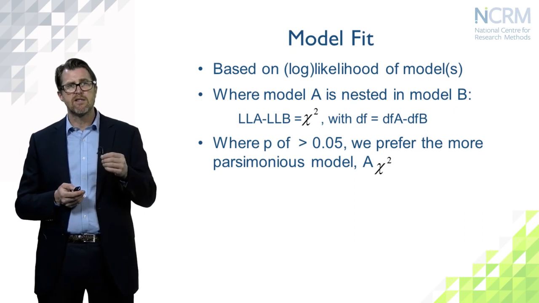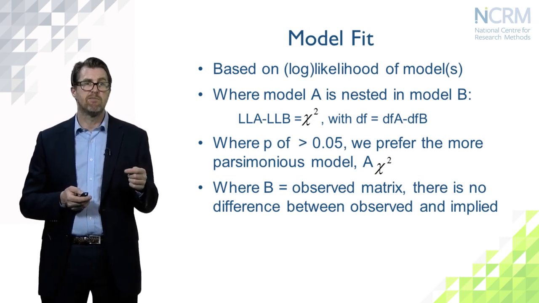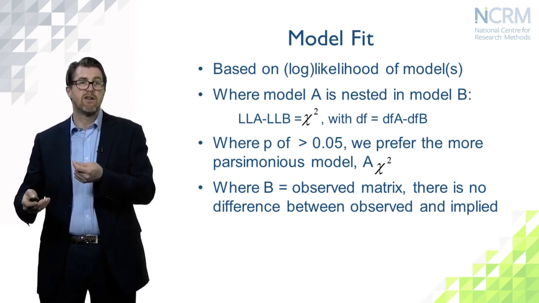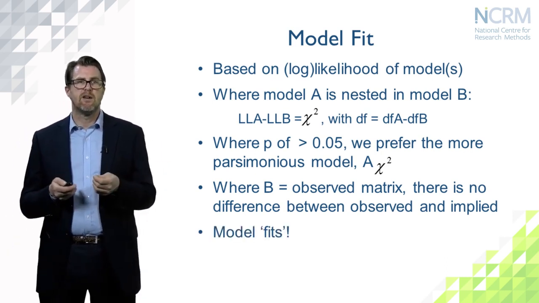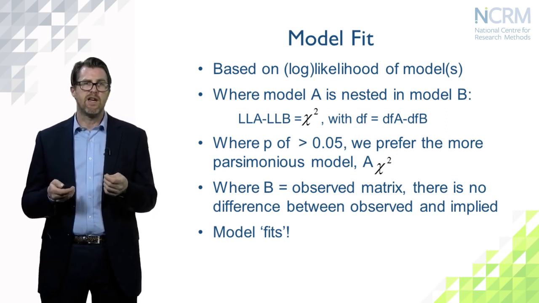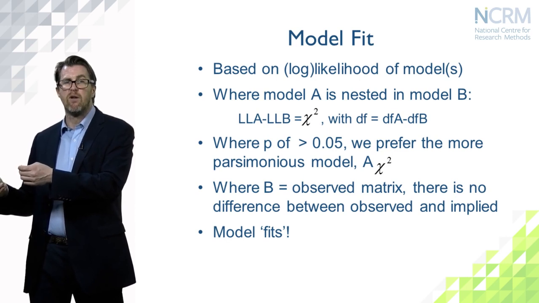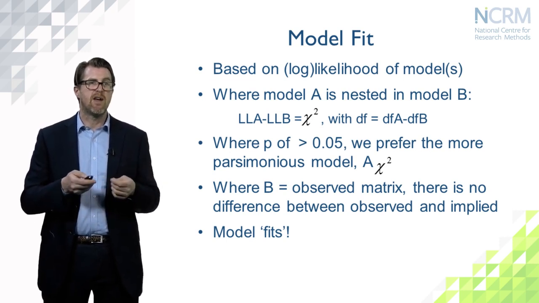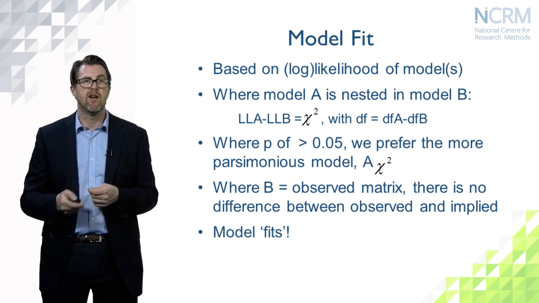So where in this case model B would be our observed data, the variance-covariance matrix, then we're saying that there is no difference between the observed and the implied matrices, and our model therefore fits the data well. So that's the essence of the assessment of model fit using chi-square in structural equation models. We can look at the difference in the likelihood for one model and compare it to the likelihood for a nested model and make a statistical test of whether one fits the data better than the other.